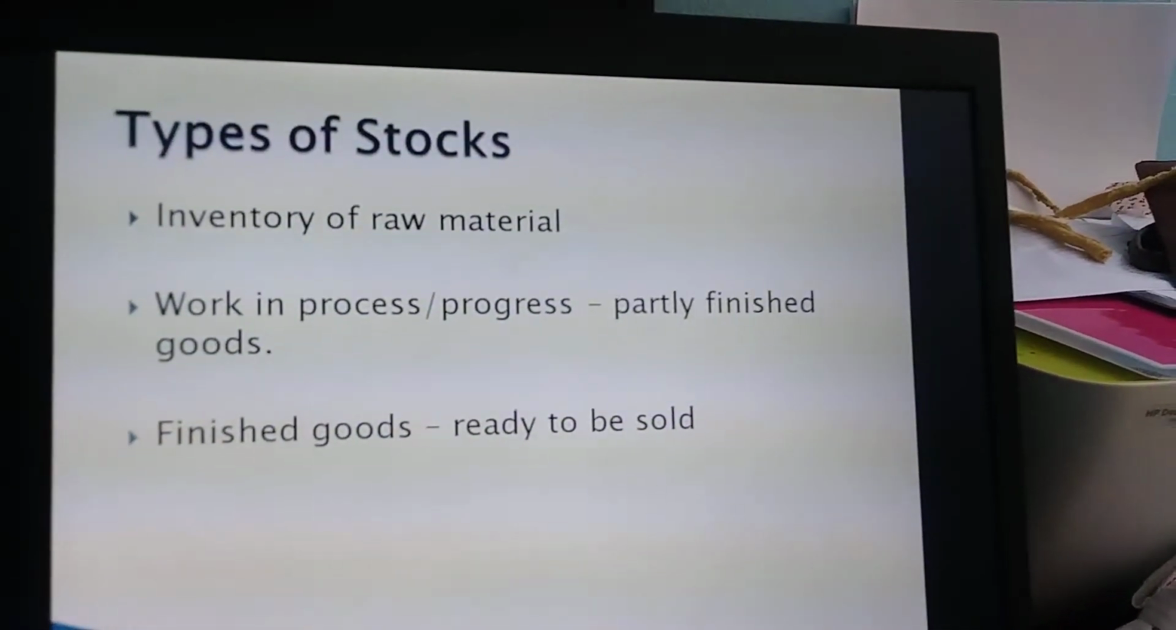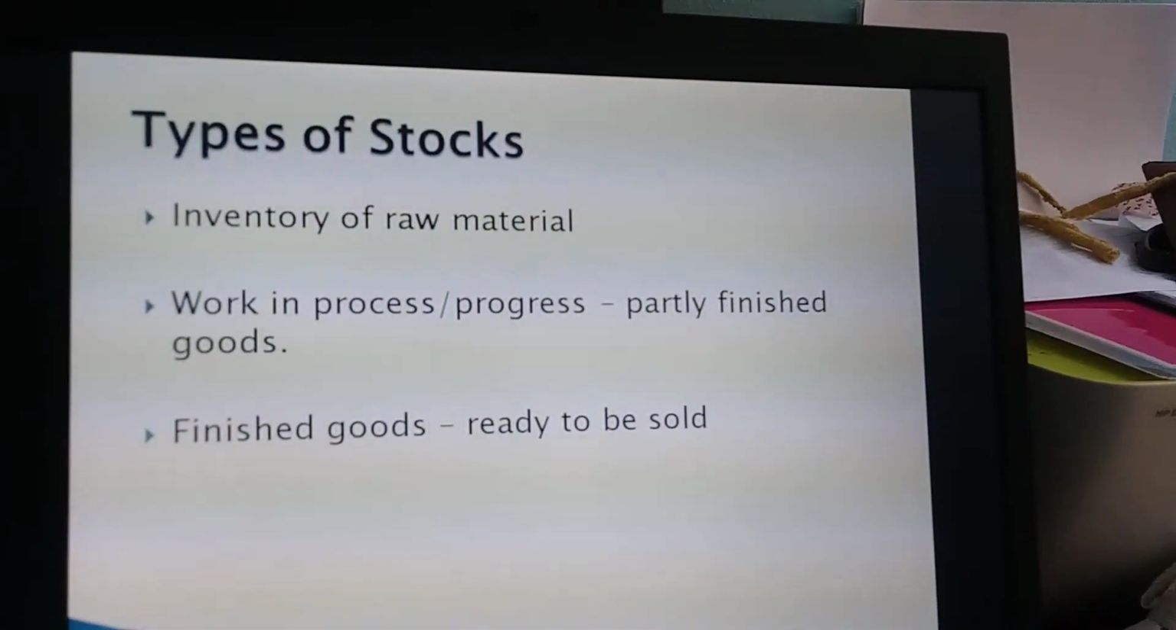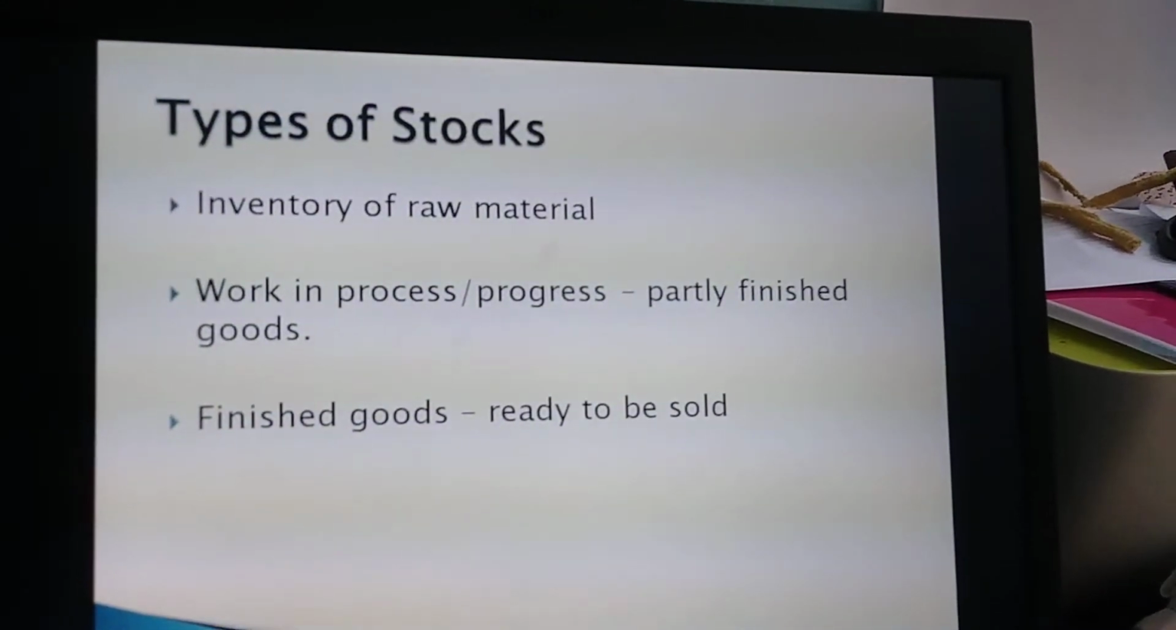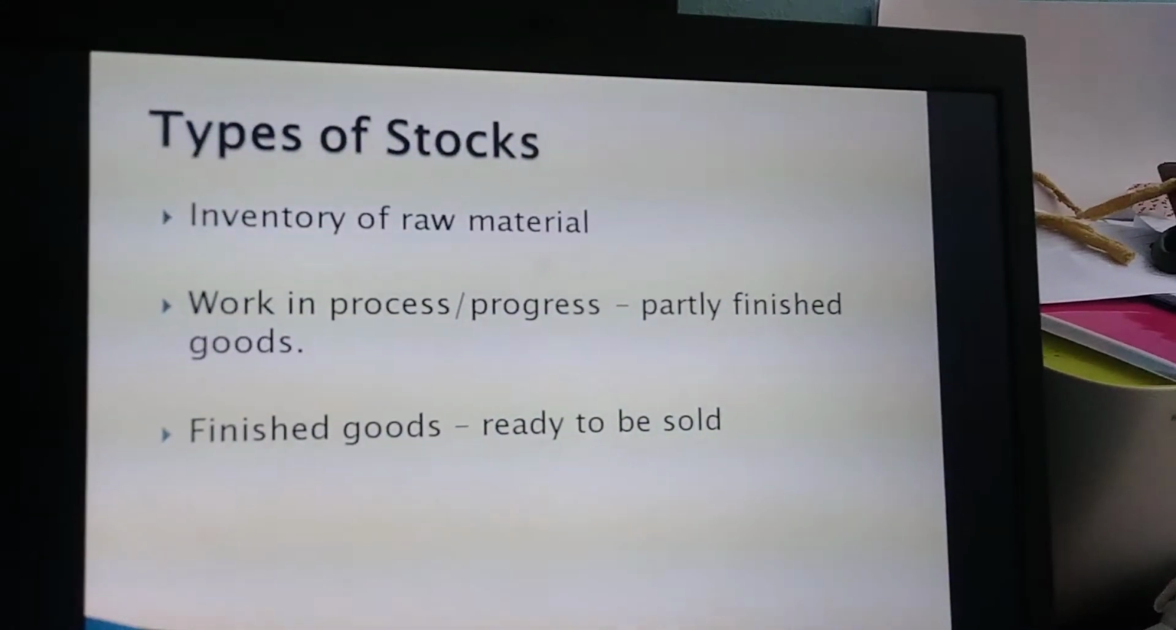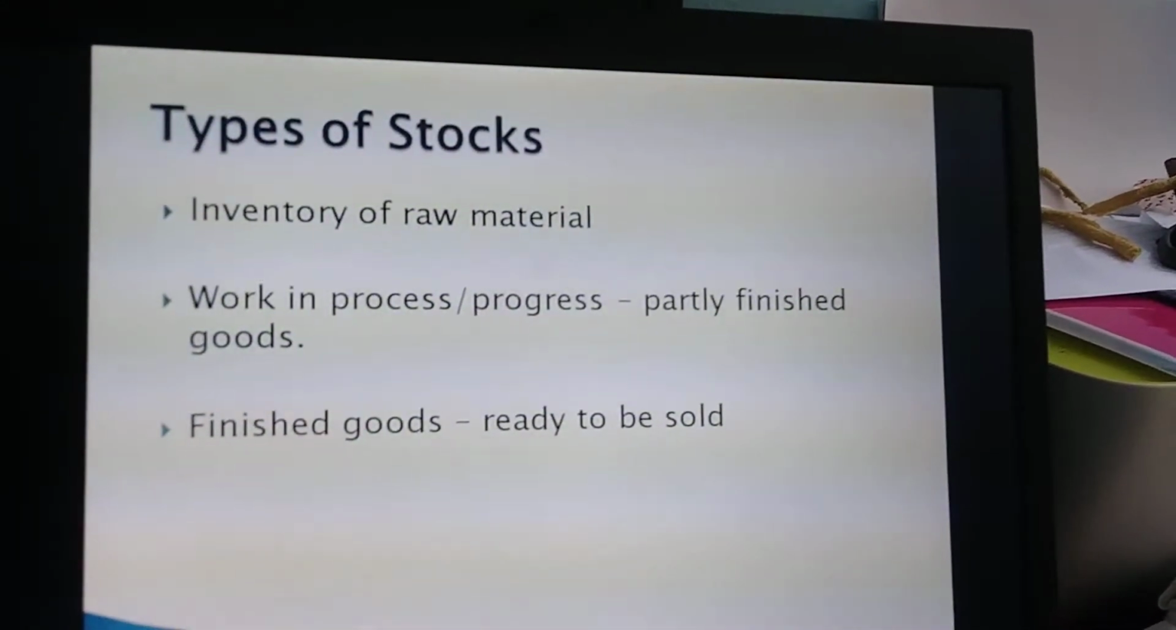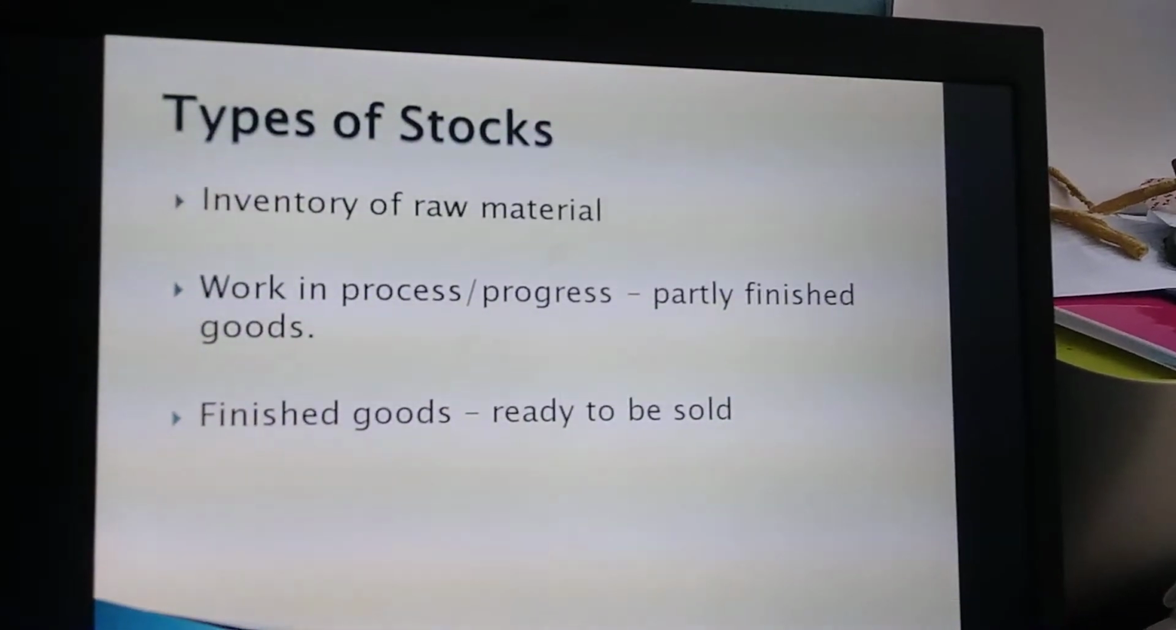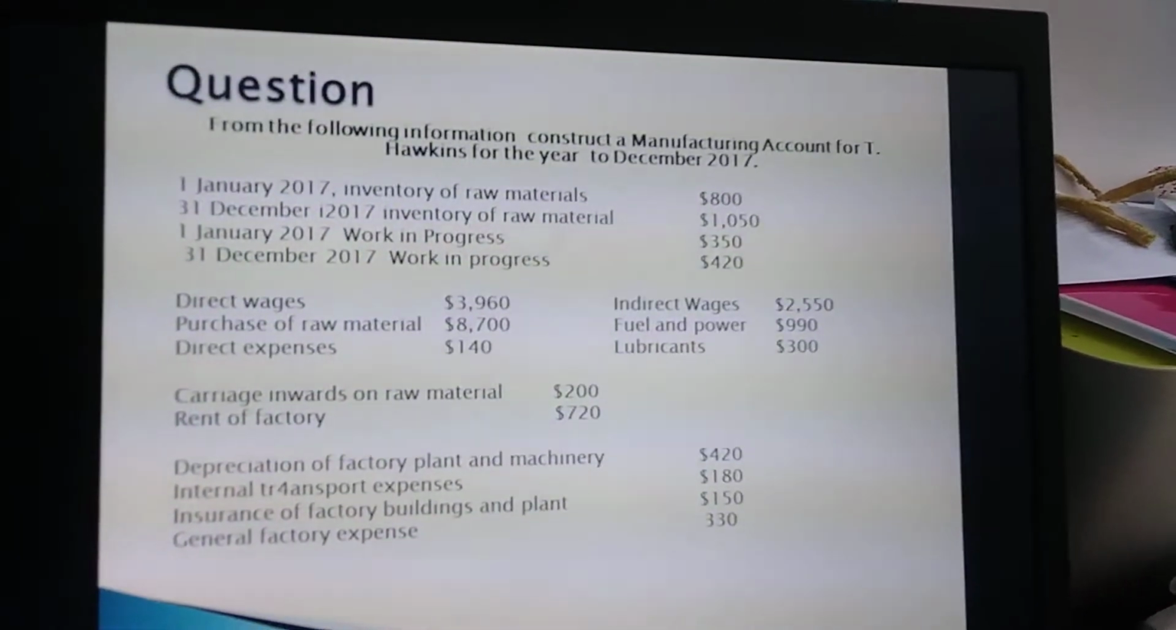Now, there are different types of stocks in a manufacturing account. You have the inventory of raw material. Then there's the work in progress, partly finished goods, and then there are the finished goods. These are goods that are ready to be sold.